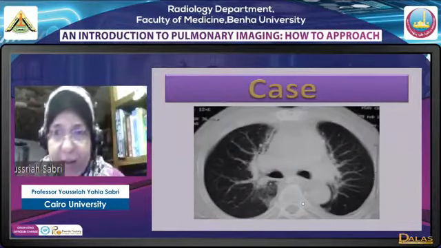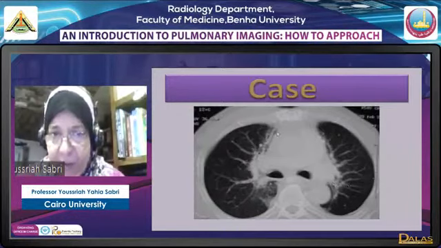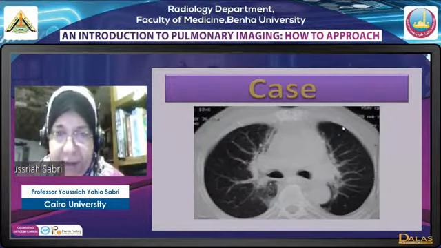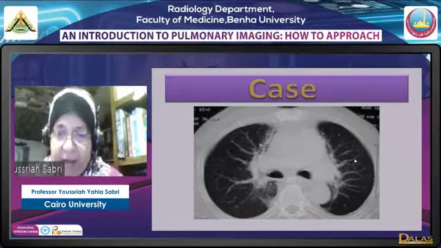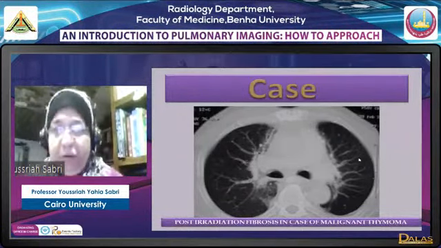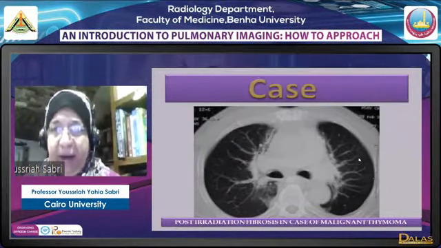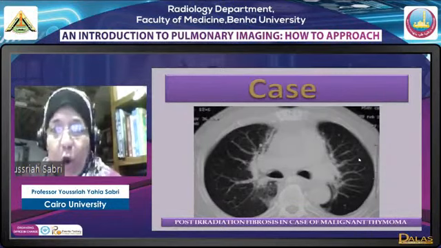Now, in this case, what do we see? Realignment of the vessels. As you can see here, the vessels are not supposed to be parallel to each other. The realignment of the vessels is a sign of post-irradiation fibrosis.